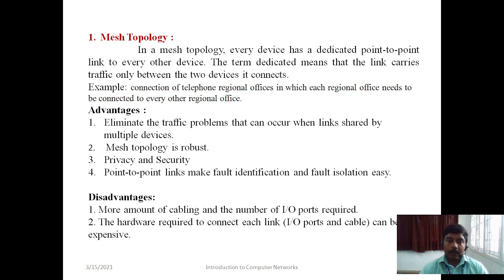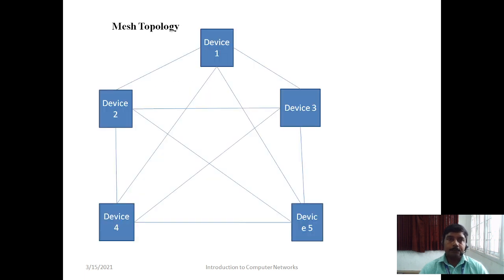That is the drawback of this mesh topology. You can very easily understand mesh topology and how the network is laid out. Each device has a point-to-point connection to the other devices. We have 5 devices over here, and each device is connected to the other devices.